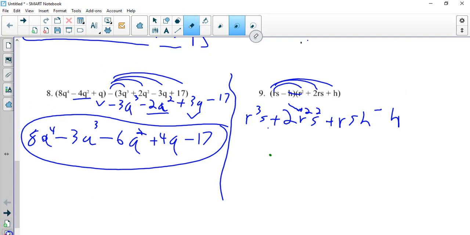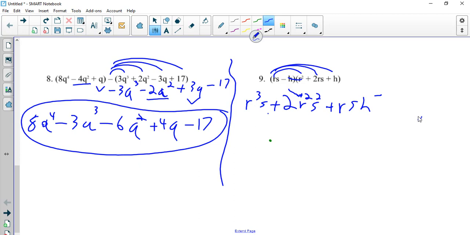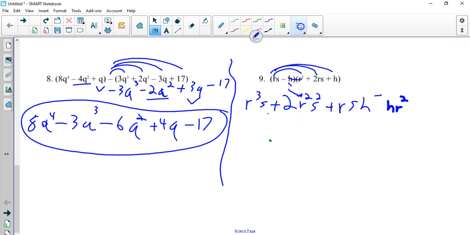Sorry about this. Try this again. Minus hr squared. That's better at least. Negative h times this. Again, go in alphabetical order. So negative 2rsh. That's just going to help me remember to do that. And then finally at the end, minus h squared.